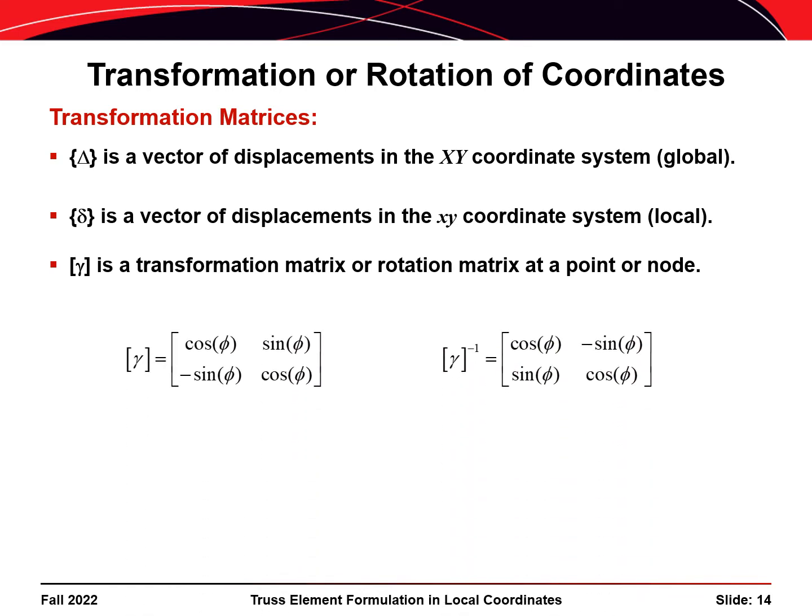We note that the lowercase gamma matrix is defined as this: cosine, sine, minus sine, and cosine, and that the inverse of gamma is defined as this, where we have cosine, minus sine, sine, and cosine. We can observe that the inverse of gamma is equal to the transpose of gamma. This is because gamma is an orthogonal matrix, and this property makes it easier for us to map back and forth between two coordinate systems.